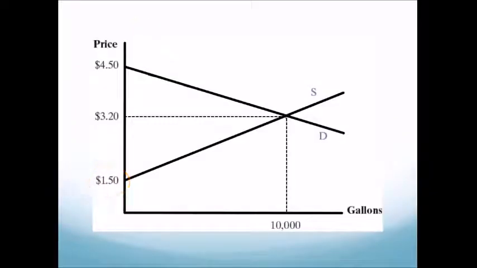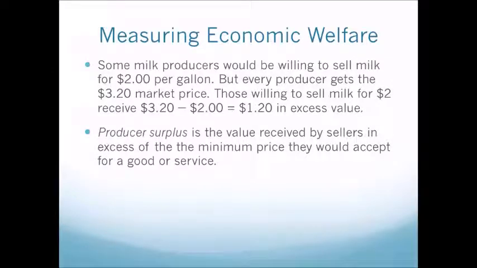The supply curve for milk slopes upward with a vertical intercept of $1.50. The equilibrium price is $3.20 per gallon. Equilibrium quantity supplied will be 10,000 gallons. At a price of $2, quantity supplied will be 2,941.18 gallons. Some milk producers would be willing to sell milk for $2 per gallon. But every producer gets the $3.20 market price. Those willing to sell milk for $2 receive $3.20 minus $2, or $1.20 in excess value. This transaction will give those sellers $1.20 per gallon of producer surplus.